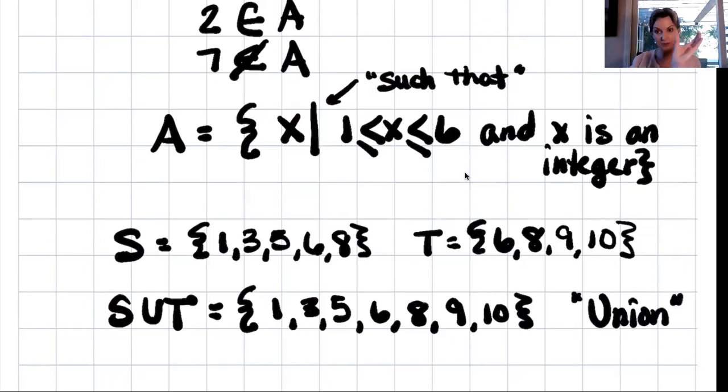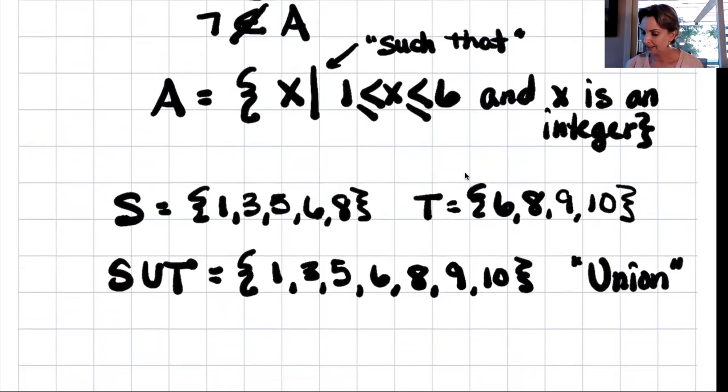The union of both sets, okay? Another one is the intersection of the two sets. And the intersection is the numbers or the elements that occur in both.